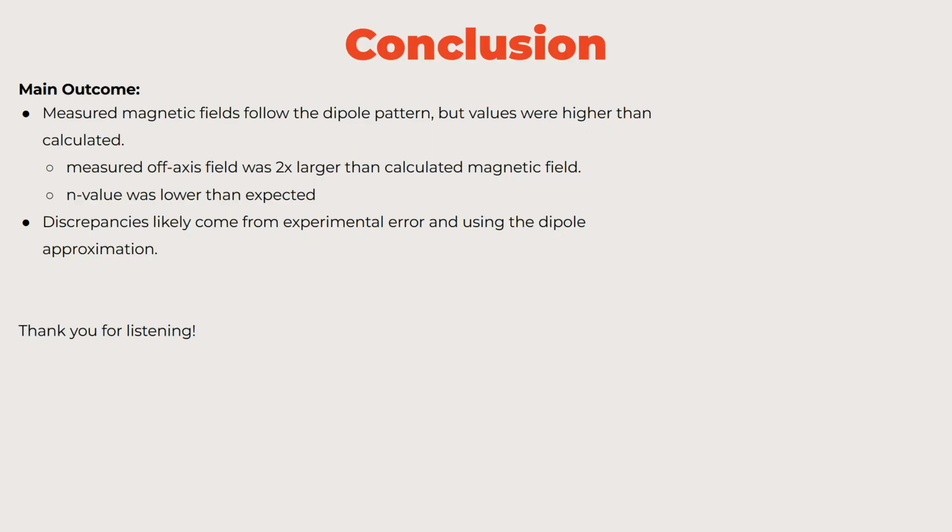So our main outcome was that measured magnetic fields follow the dipole pattern, but our values were higher than expected or calculated. Our measured off-axis field was actually larger than our calculated magnetic field, and our n value was lower than expected. These discrepancies likely come from experimental error and using the dipole approximation.